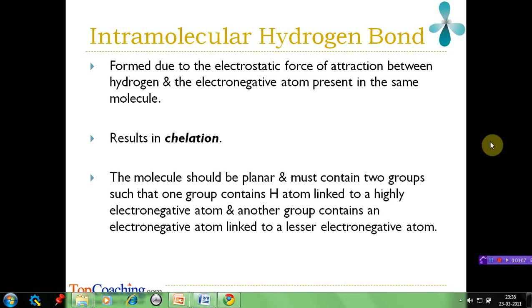The second type of hydrogen bonding is the intramolecular hydrogen bonding. This type of bonding arises due to the electrostatic force of attraction between hydrogen and an electronegative element present in the same molecule. This results in ring formation, also known as chelation. For intramolecular hydrogen bonding, there is a prerequisite that the molecule must be planar in geometry and must also contain two groups, such that one group contains hydrogen atom linked to a highly electronegative atom, and the other group contains an electronegative atom linked to a lesser electronegative atom.